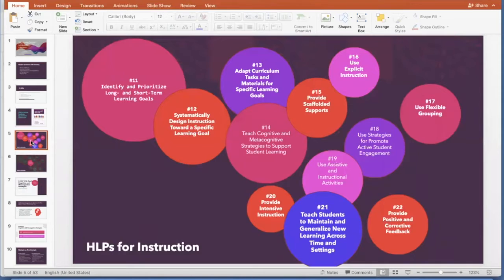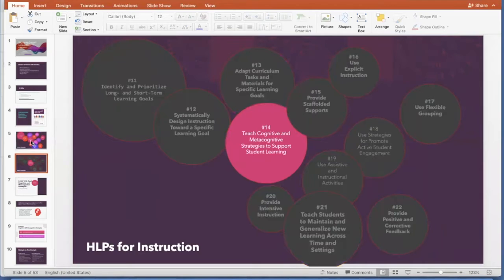These are the HLPs for instruction. So there are 3 sets of HLPs: HLPs for collaboration, HLPs for social, emotional, behavioral learning, and HLPs for instruction. This is the set for instruction. There are 11 or 12 of them. And the one we're going to focus on today is teaching cognitive and metacognitive strategies to support student learning.